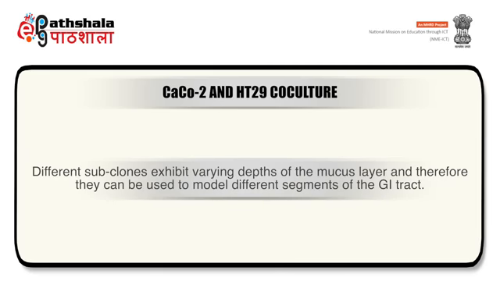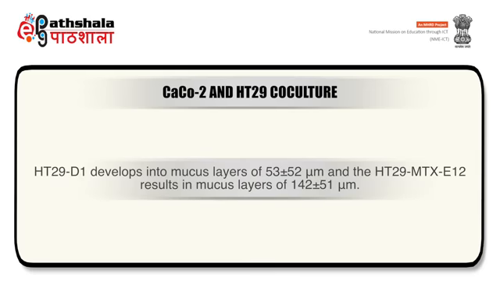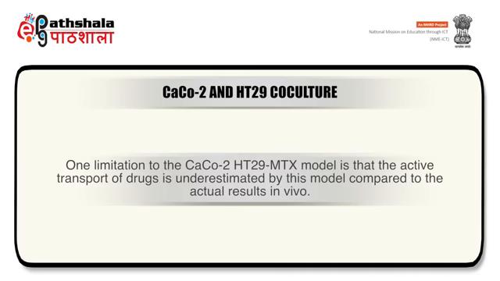Different subclones exhibit varying depth of the mucus layer, and therefore they can be used to model different segments of the GI tract. HT29-D1 developed a mucus layer of 53 plus or minus 52 micrometers, and the HT29-MTX-E12 resulted in a mucus layer of 142 plus or minus 51 micrometers. One limitation of the Caco-2 HT29-MTX model is that the active transport of drug is underestimated by the model compared to the accurate result in vivo.